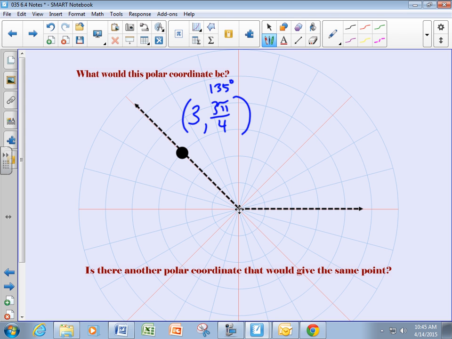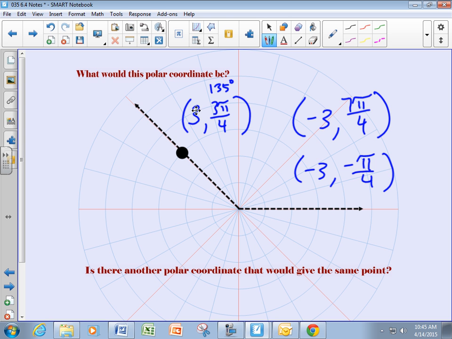What you may have noticed is we also could have gone a negative direction. So there's other points that give the same coordinate. We could have also gone negative 3. Now, if we went negative 3, we could go backwards to get this point, or we could have wrapped around all the way to here. If we did that, negative 3, and then wrapped all the way around, that would have taken us 7 pi over 4. We could have gone (-3, -pi over 4).